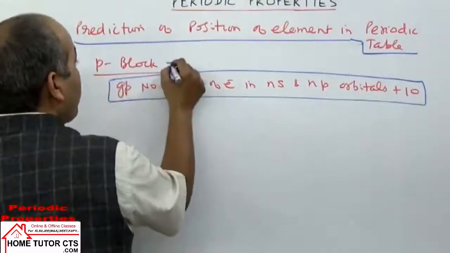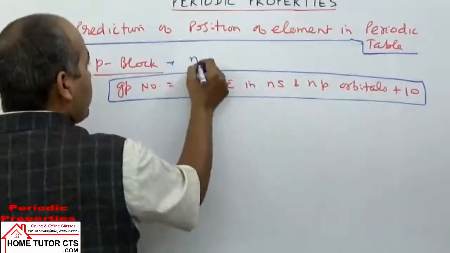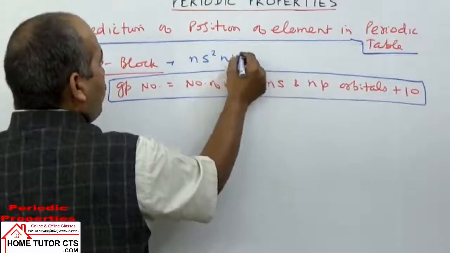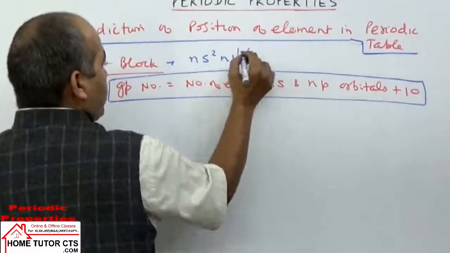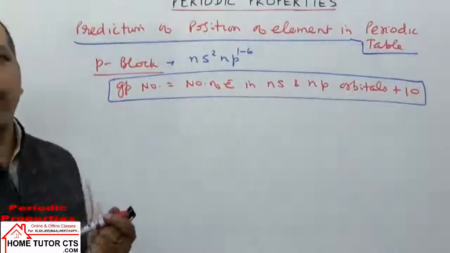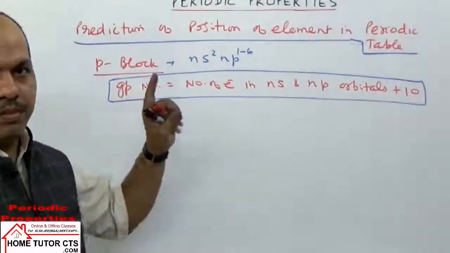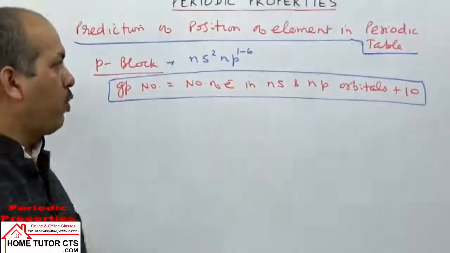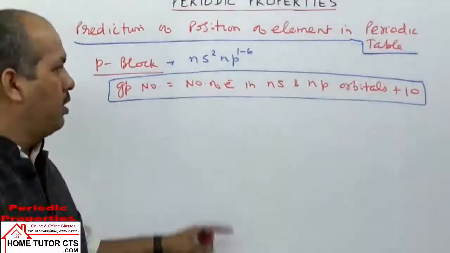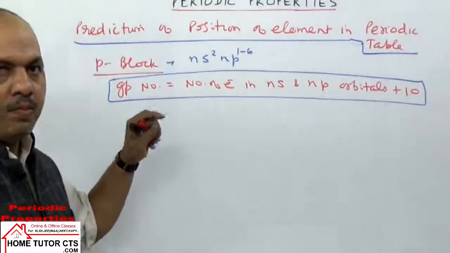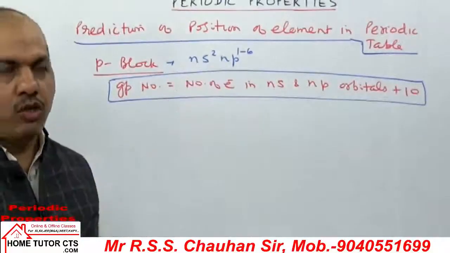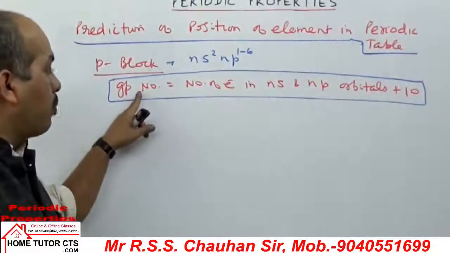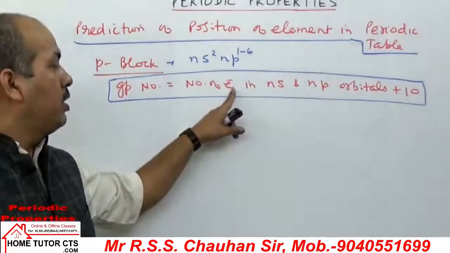For p block elements, the general outermost electronic configuration is ns2 np1 to 6. Helium is left out. It is placed along with the noble gases in group 18, but helium is not exactly a p block element and should not be taken as one. Anyway, the group number can be taken for the elements.